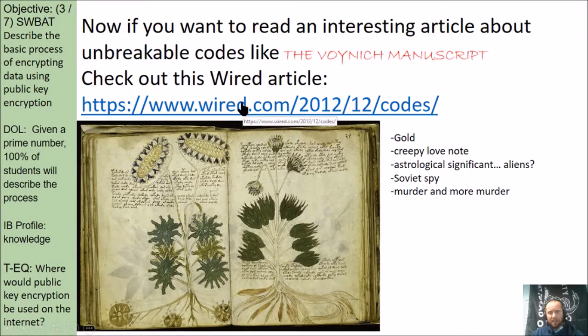Now, if you want to read an interesting article about unbreakable codes, the Voynich manuscript is interesting, so you can go to this link, Unwired. There's a lot of unsolved, unbreakable codes out there, and sometimes the reward for solving them could be gold. You've got creepy love notes on this website, astrologically significant things, maybe even aliens, Soviet spy stuff, murder, and more murders. Some serial killers in the past have created codes, and even today we haven't broken them. So I really like this particular article.